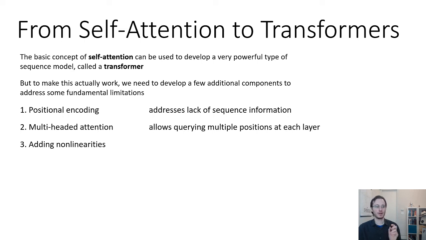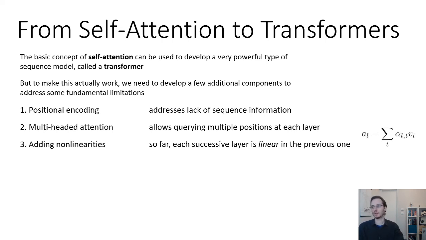Then we'll talk about how we can add appropriate nonlinearities into self-attention models. And this is actually very important because so far, the self-attention mechanism that we've discussed is actually entirely linear, meaning that the activations at the next self-attention layer are entirely linear in the activations in the previous one, with the exception of those weights. So remember that A_L is a sum over all the positions of alpha_LT times V_T. So it's actually linear in the V_T's, it's linear in the values, and the values are linear functions of the H's. The alphas are nonlinear, but the values are linear. And that can actually be pretty limiting when it comes to the expressive power of self-attention layers.